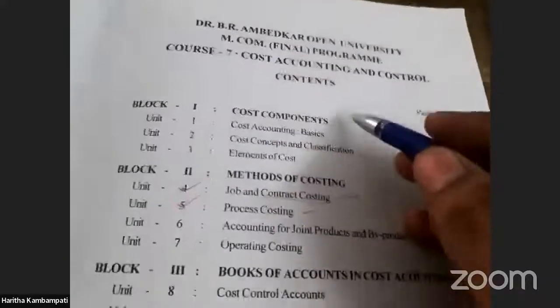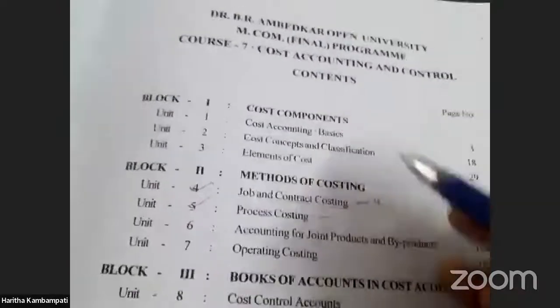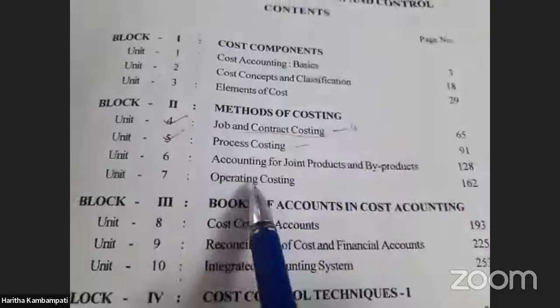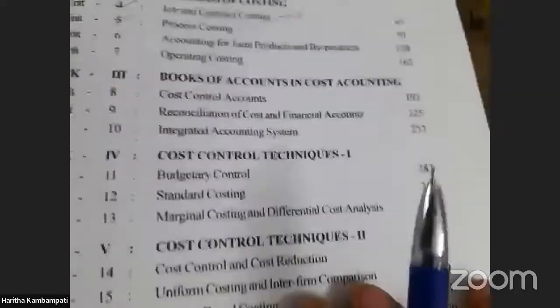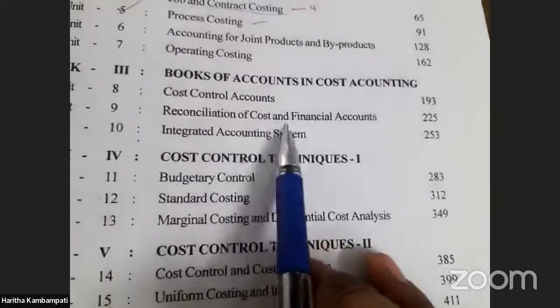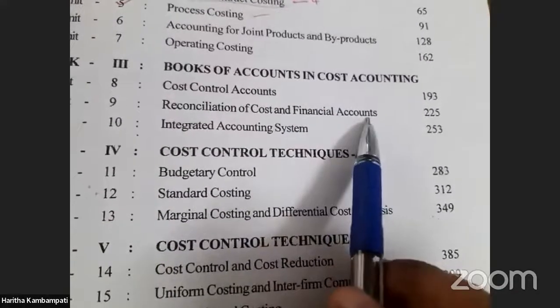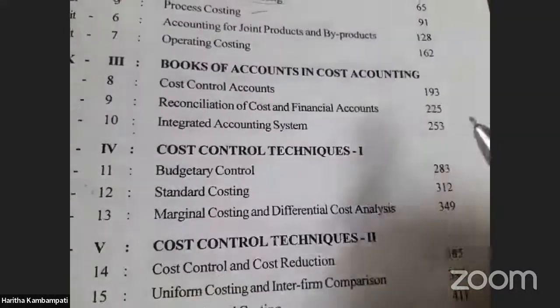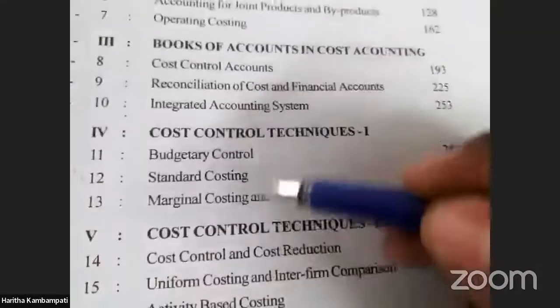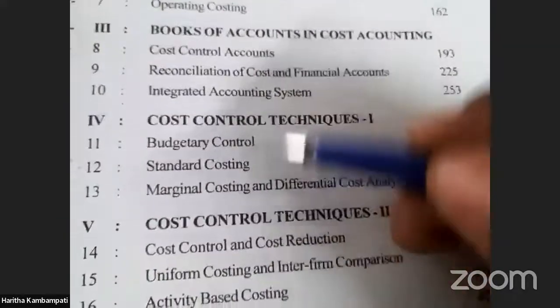So already completed this in offline classes itself. Job and contract, process, operating. So I would like to take this reconciliation of cost and financial accounts in the next class, because 2-3 weeks are left. Based upon that, I will be completing the portion.